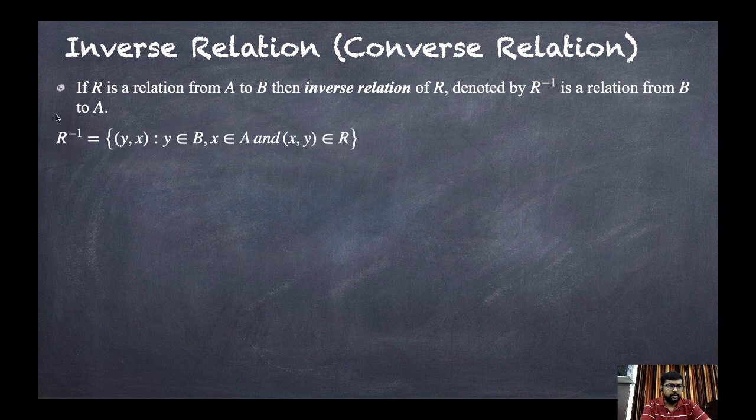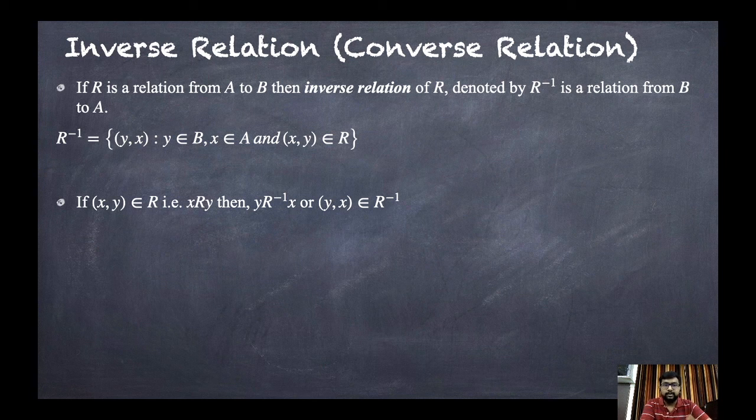Now it is denoted by R inverse, and it is defined as the set of all, instead of xy, the set of all yx. The ordered pair has been changed. So the set of all yx such that y belongs to the second set B and x belongs to A, as well as xy belongs to R. That means x is related to y. If xy belongs to the relation, that means x is related to y, then for the inverse, y is inversely related to x, or yx belongs to the inverse relation.